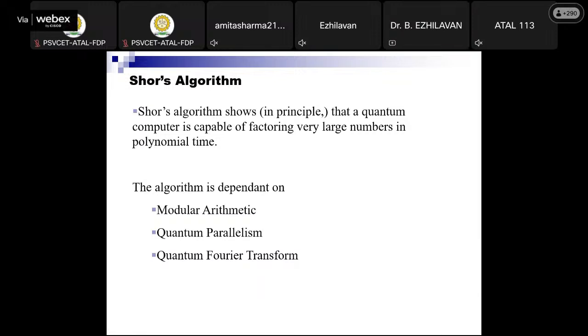First, let's see modular arithmetic. Shor's algorithm is the main thing: factoring very large numbers in polynomial time. Okay, the computer is capable of factoring very large numbers in polynomial time. That is the important thing, which depends on modular arithmetic, quantum parallelism, and the quantum Fourier transform.